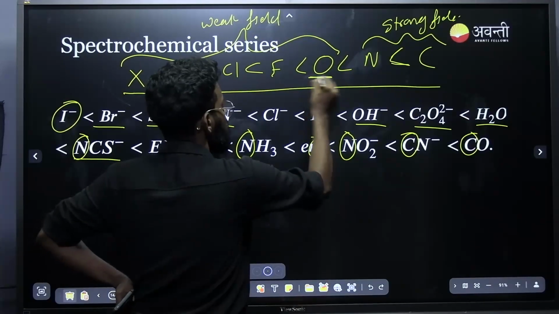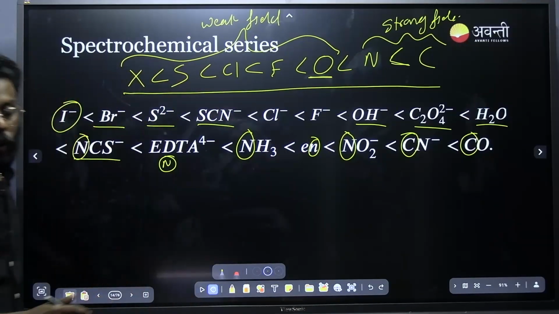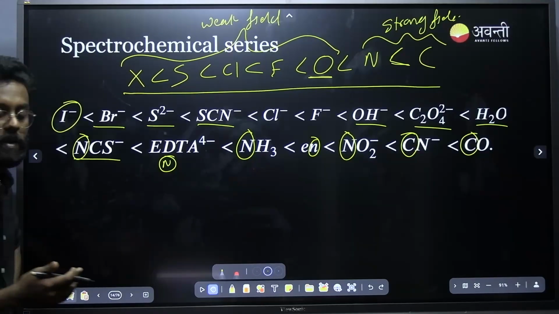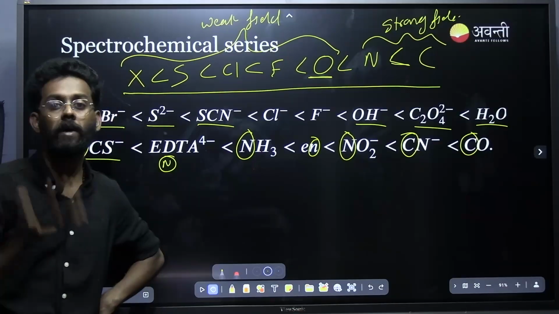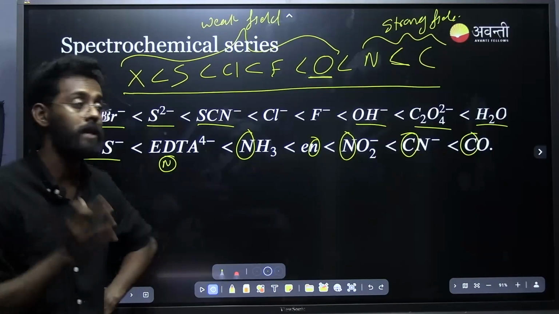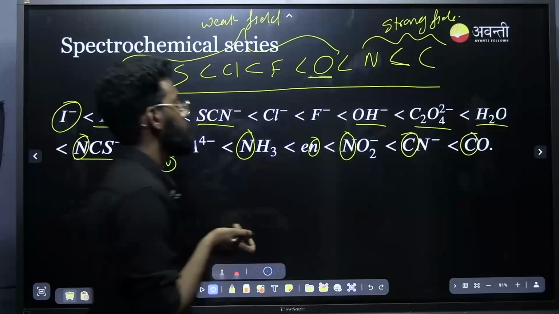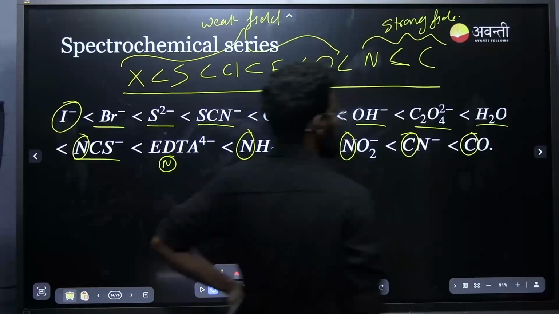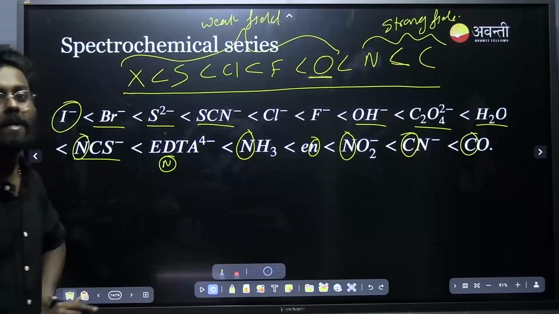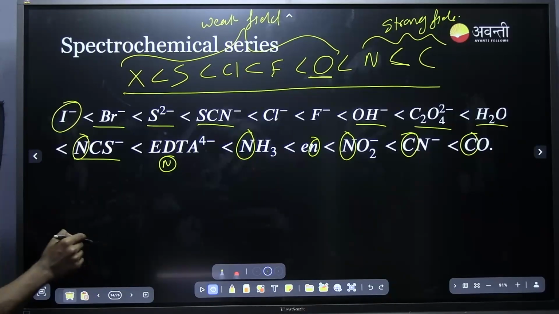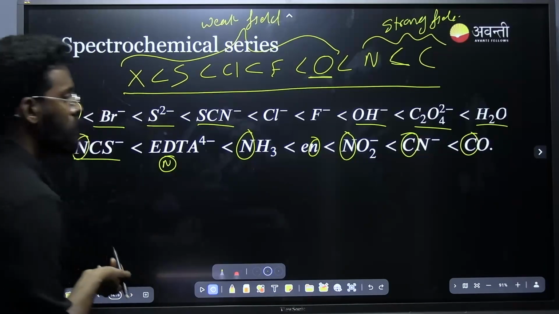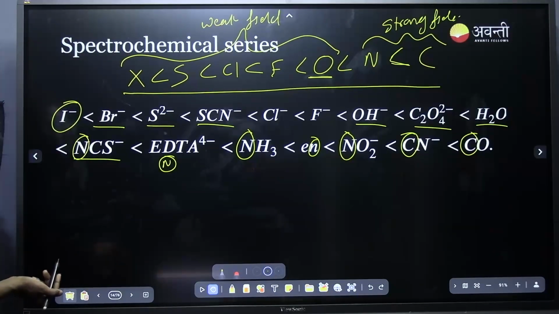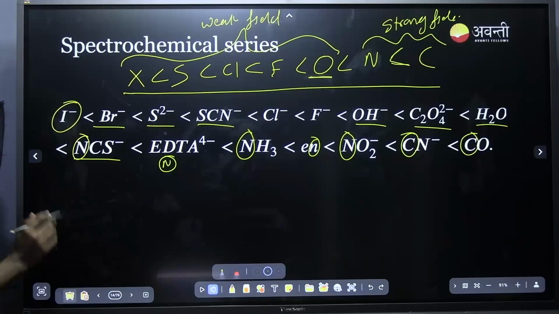It will be having a moderate field ligand. Oxygen, in some cases, when the metal is in a higher oxidation state, you can see oxygen donating ligands, that is C2O4 for oxalate and H2O. They will be acting as strong field ligands. That's the point you have noted down for the oxygen. Example, Co(H2O)6 3+, in which H2O will be acting as a strong field ligand.